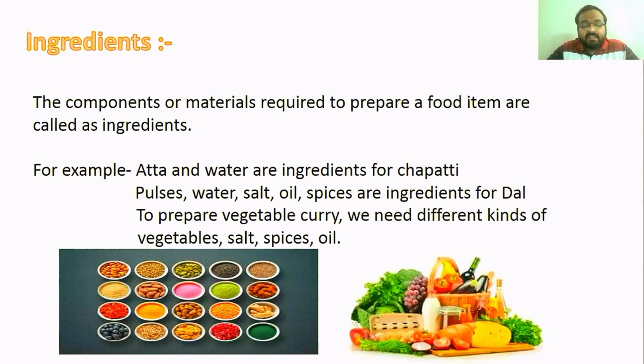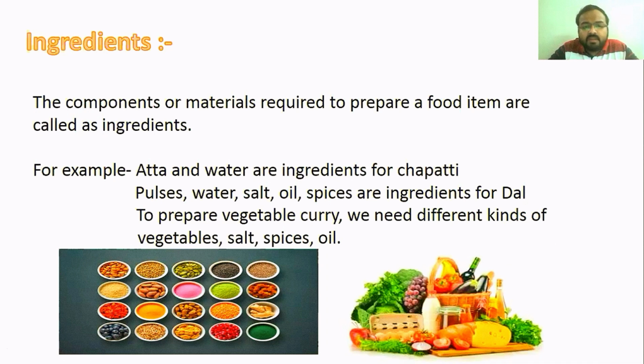Now comes ingredients. What are ingredients? Very important. The components or materials required to prepare a food item are called ingredients. Different components or materials which are required to make a particular food item are called ingredients. Let's see the examples. Atta and water are ingredients for chapati. In order to make chapati, we require atta and water.